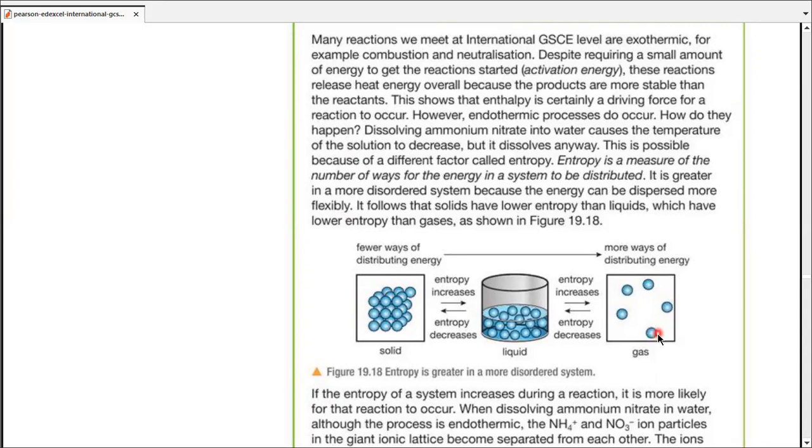Now, if we want to talk about the energy, there are fewer ways of distributing energy in solids than there are in gases.